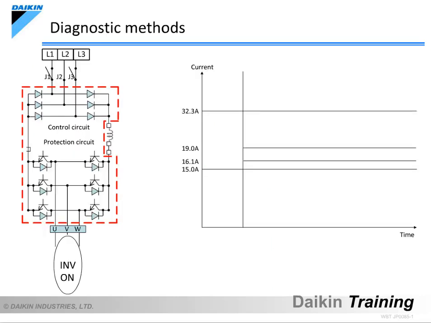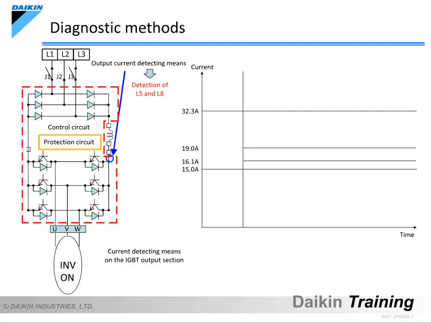Before going into the diagnostic methods, let's understand what inverter control is, which is necessary to diagnose the malfunction codes. There are two protection circuits on the inverter PCB. One is the output current detecting means, and the L5 and L8 malfunctions are detected here. The other is the current detecting means mounted on each phase on the IGBT output section, and the L9 malfunction is detected here.